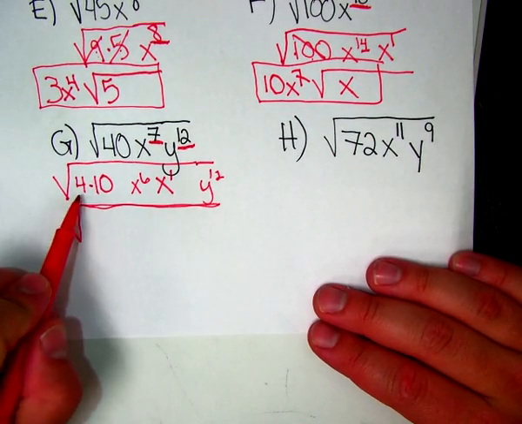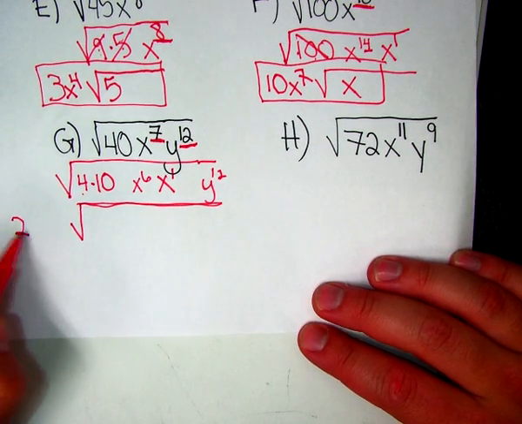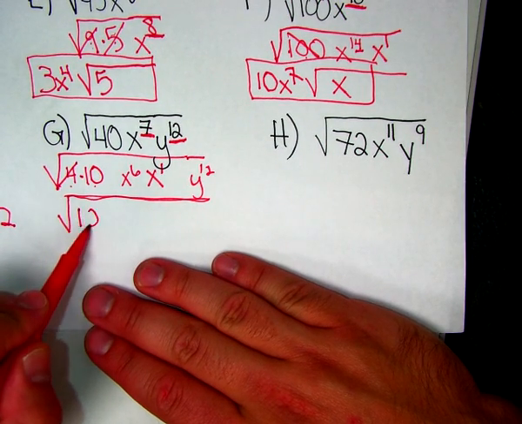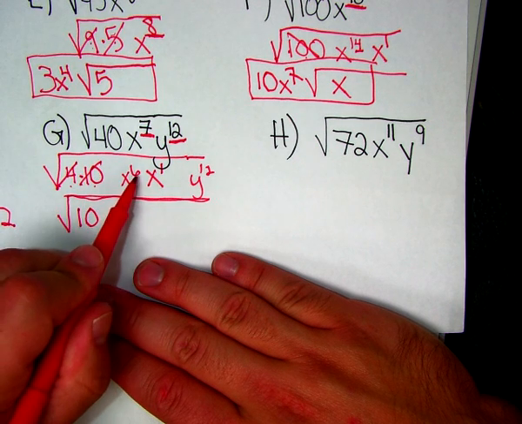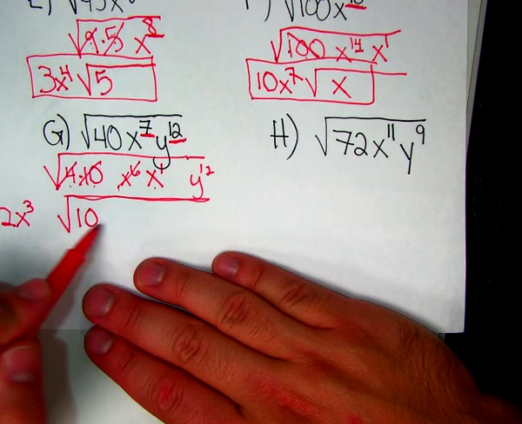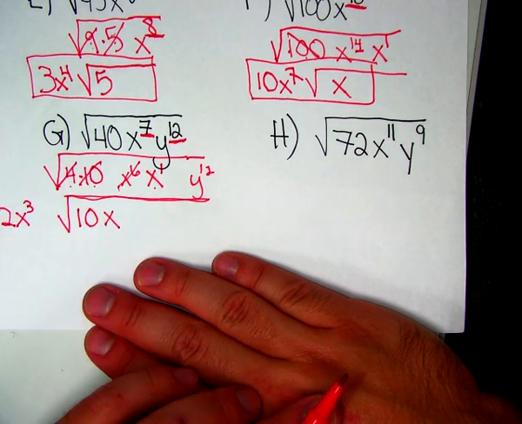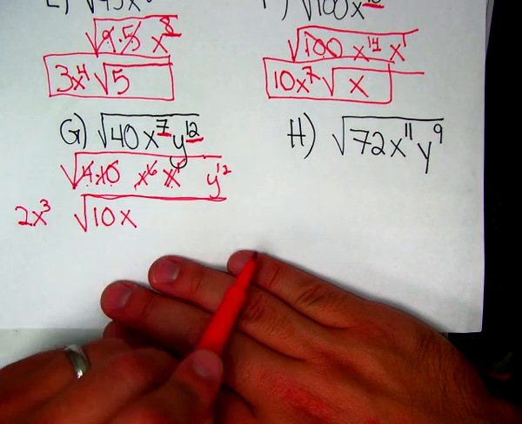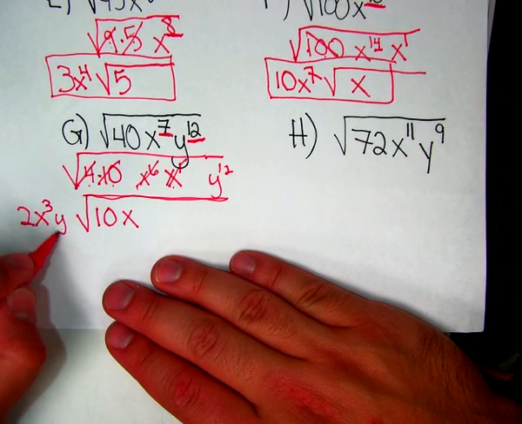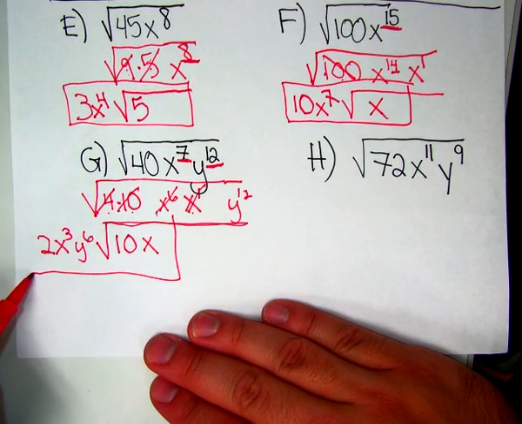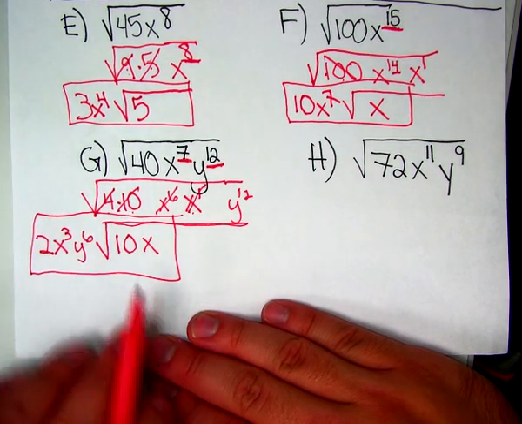So square root of 4 is just 2. I can't do the square root of 10, so it stays inside. X to the 6 is like doing 6 divided by 2, which we can do, which is x to the 3rd. I can't do the square root of x, so we just leave it, because I can't cut 1 in half. And then y to the 12th, I can cut it in half, so we're going to have y to the 6th. So this is our final answer right here. 2x cubed, y to the 6, root 10x.